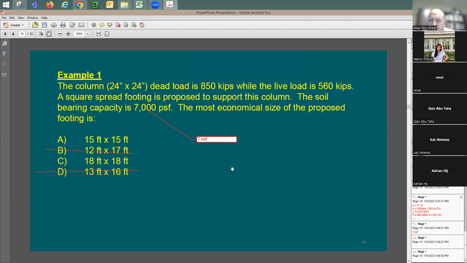Why did you cross out B and D from the get-go? Because they're non-square. Yeah, square footing, because the column also is square. If the column is square, you'd like to go with a square footing. Look at this.